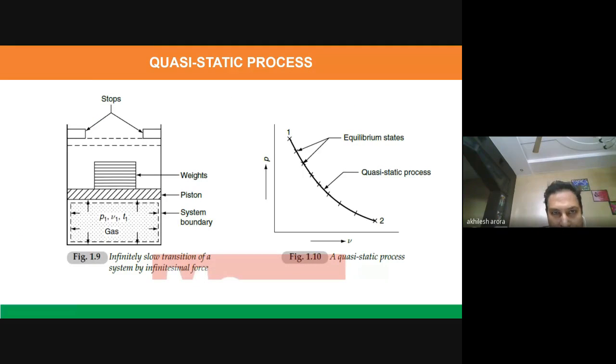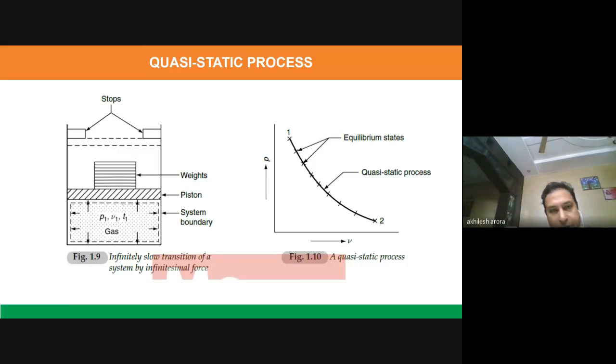Okay, so let us proceed to the next slide. Now I will tell you about the quasi-static process. What has happened now? The same system, the same piston and cylinder system, and I have shown the system boundary. The piston is here. Now what is the difference between the previous case and this case? In the previous case, the weight was 100 Newton.